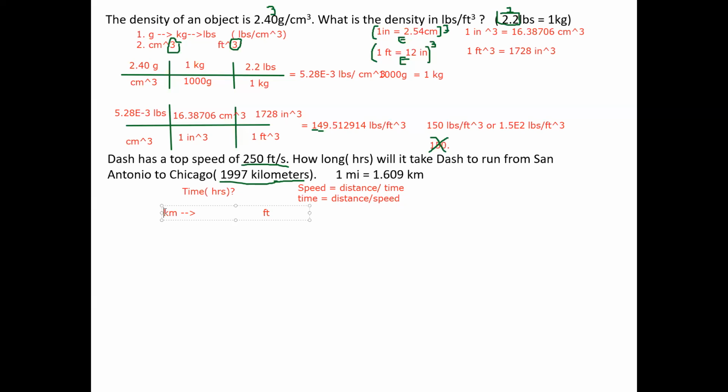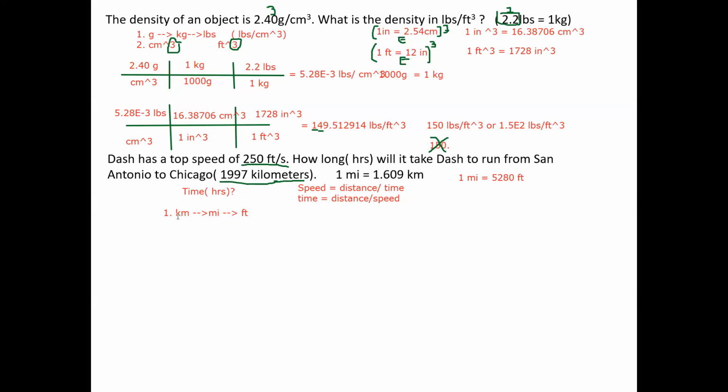And so if we look here, what's given to us is 1 mile is 1.609 kilometers. So that's from the metric to English system. So we can convert kilometers to miles. And then we've got to ask ourselves, is there a way to convert miles to feet? And the answer is yes. We know how many feet are in a mile. We know that 1 mile is 5,280 feet.